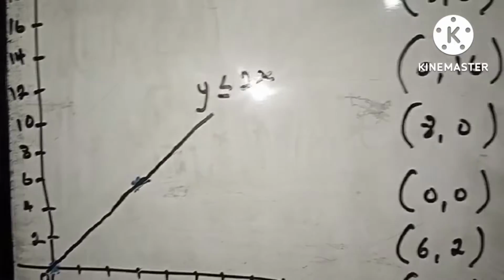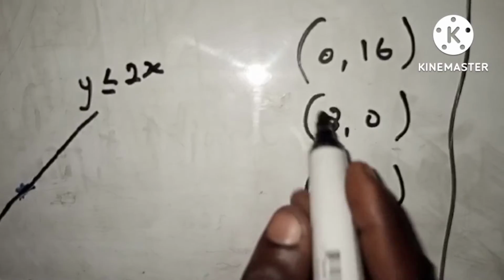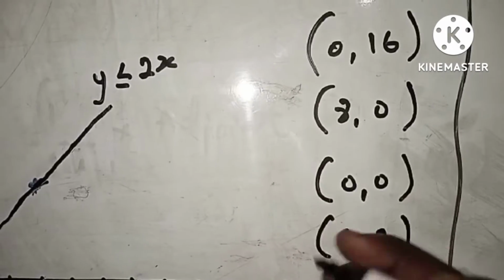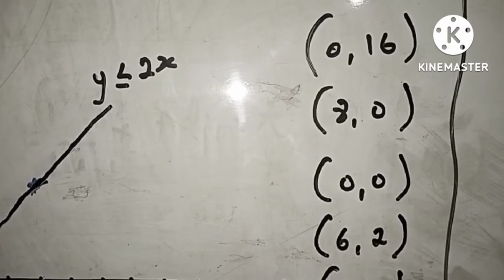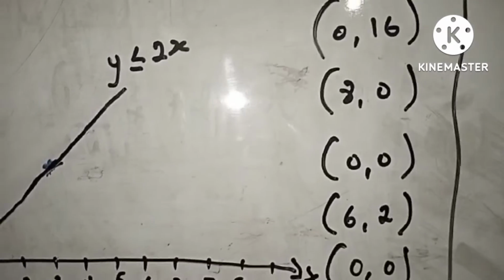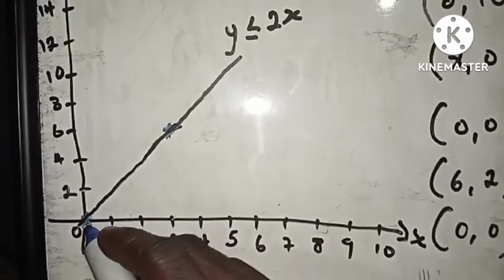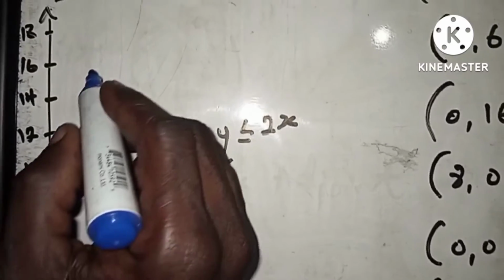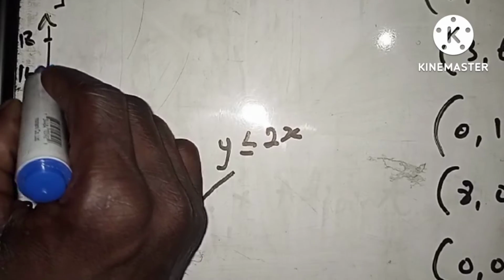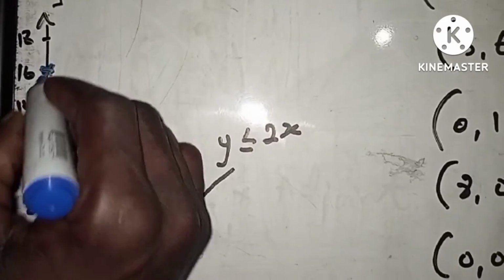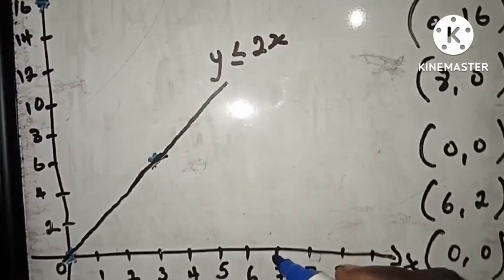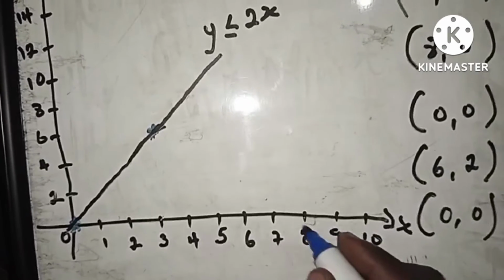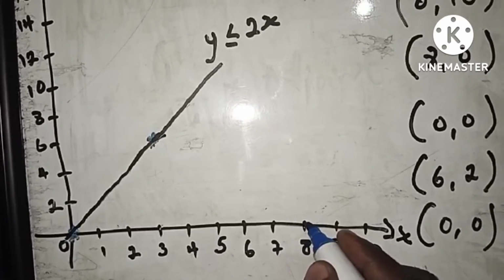Okay, now the second one, we had (0, 16) and (8, 0). So how do you plot that? So (0, 16). So 0 is here, you have the 0, and then 16 is somewhere here, right? Can you see 16 is somewhere? So this is the point there, right? You have this point, and then the second one is what? (8, 0). So 8 is here.